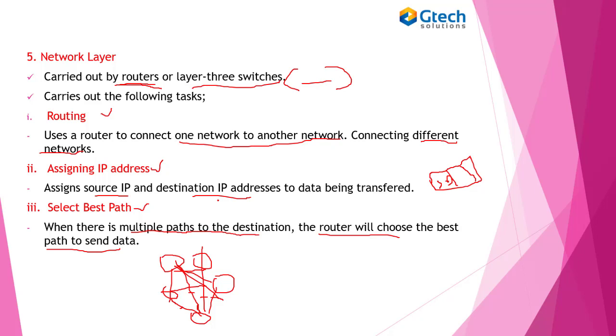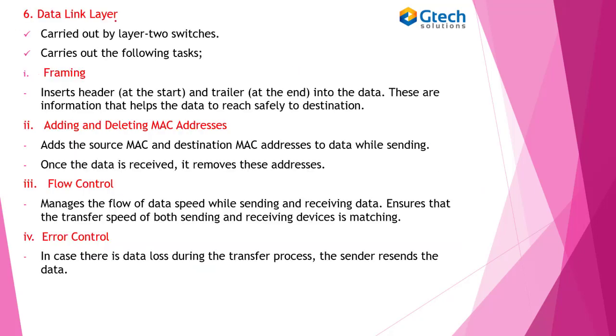Let's move down to the data link layer. In the data link layer, the devices that are applicable here are layer 2 switches, also bridges. You can name them, but the most applicable one is layer 2 switches. So in the data link layer, you have the following functionality.